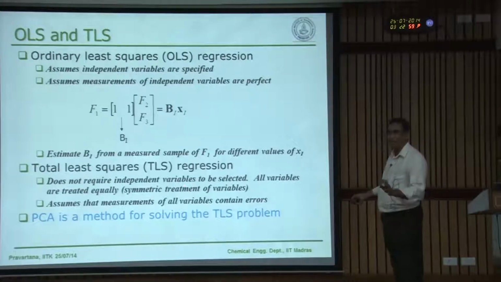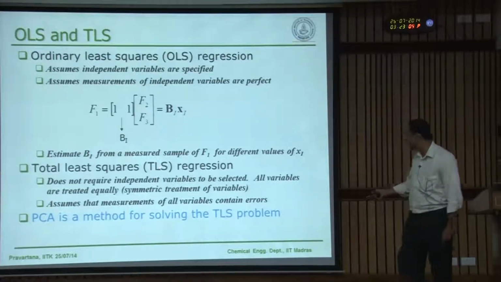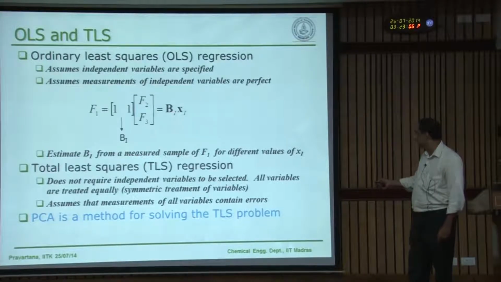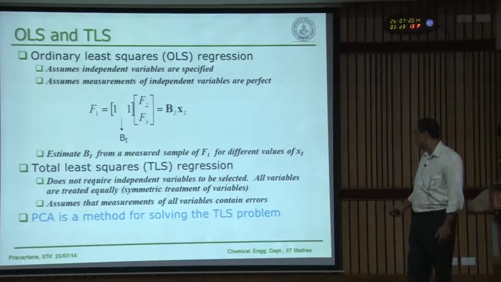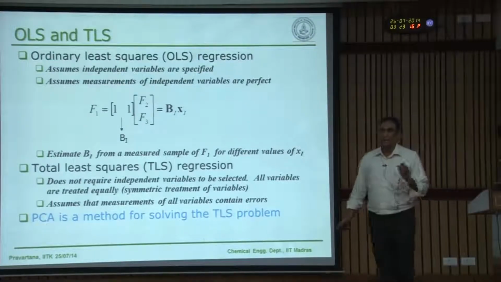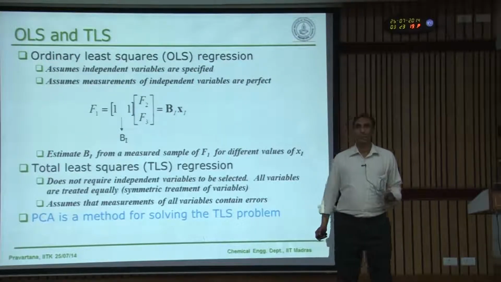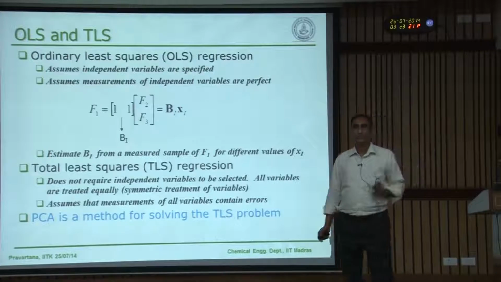But in general, in engineering systems, you will find that all variables that we measure have errors, and therefore, maybe TLS is the appropriate technique to use, and we want to find this regression matrix or the implicit form that we wrote, the constraint matrix, when all variables are noisy. So, we want to solve the problem in the TLS framework, and the claim is principal component analysis is a method that solves the TLS problem.